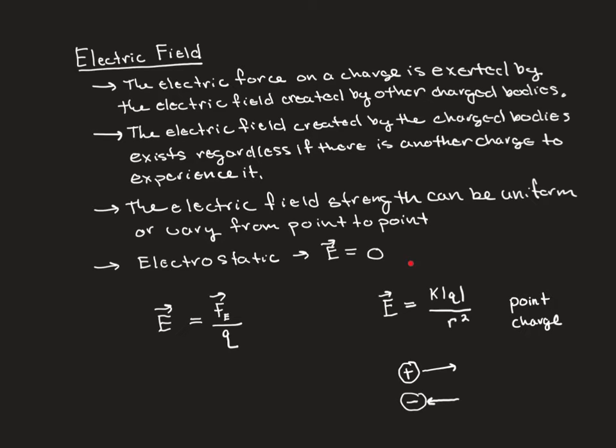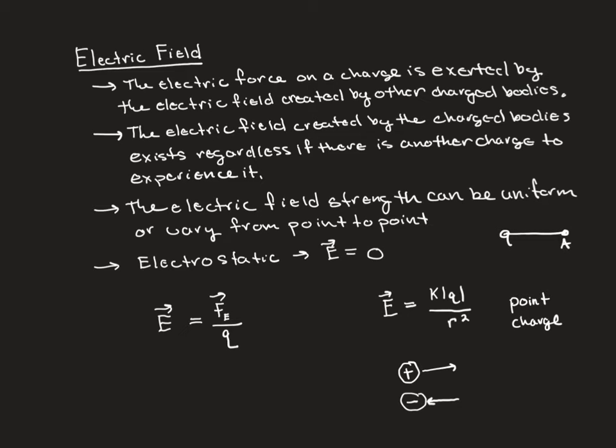So we can calculate the electric field strength due to a point charge by using Coulomb's constant, so the 9 times 10 to the 9 newton meters squared per coulomb squared, times the charge creating, or generating, the electric field. So this is the charge that is creating the electric field, not the one experiencing the electric field, divided by the distance squared. So you would be determining the distance from the charge creating the field to some point of interest.